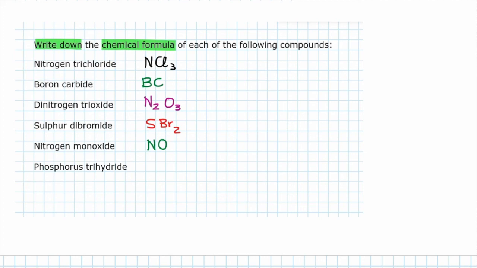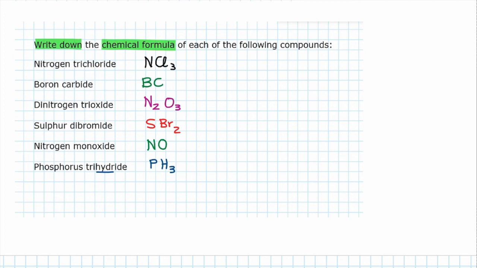The very last compound is phosphorus trihydride. Phosphorus has the symbol P, and trihydride refers to hydrogen atoms. Specifically, we have 3 hydrogen atoms in this molecule.